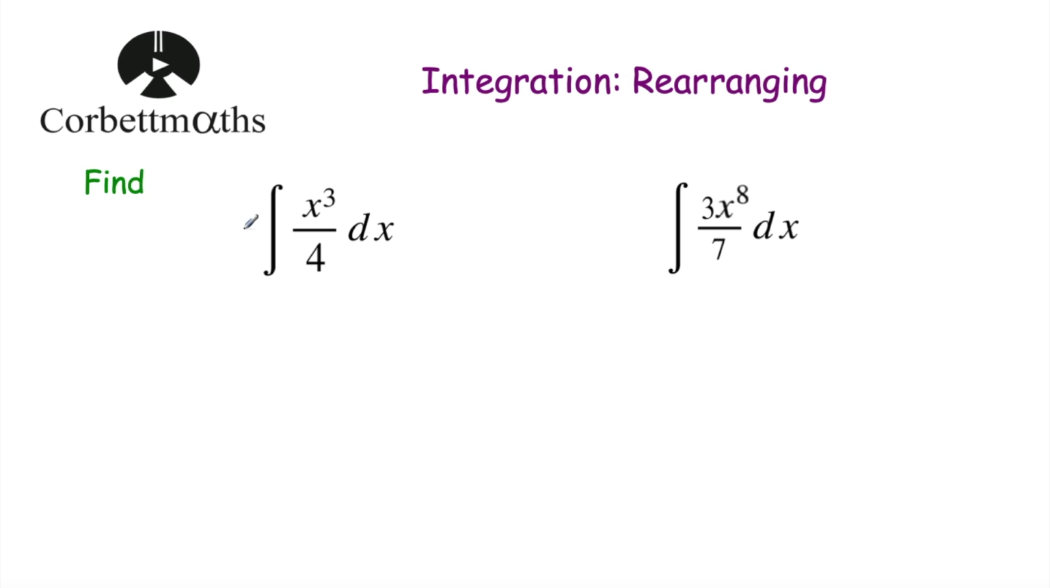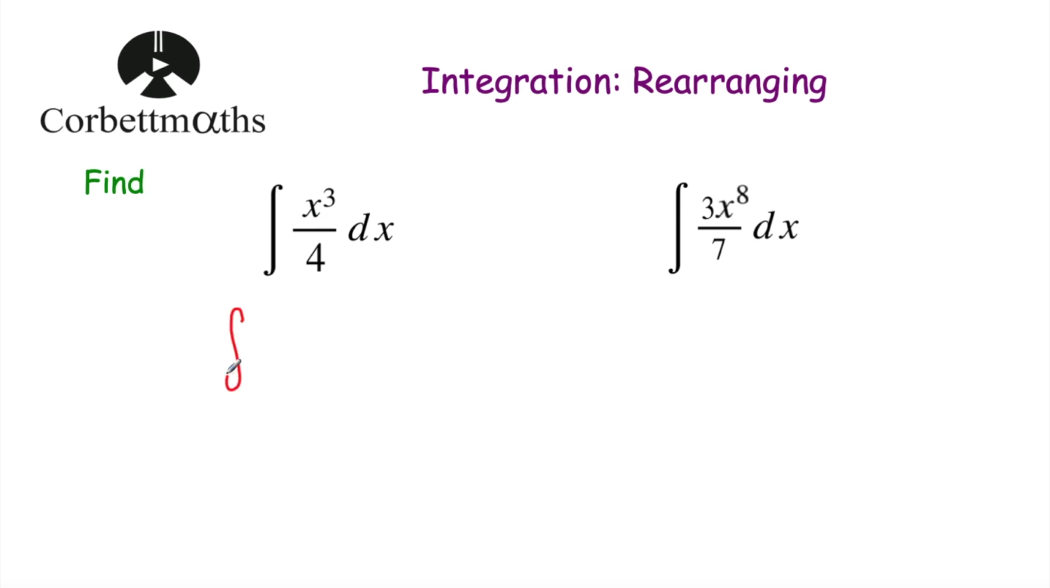Okay, now before we get on to the questions that involve x's on the denominator, I wanted to just do two examples based on something that I mentioned in the previous video. So we're going to integrate x cubed over 4 with respect to x. If we wanted to integrate something like this, I would find it much easier if we had this 4 in front. So rather than it being x cubed over 4, we say it's a quarter of x cubed.